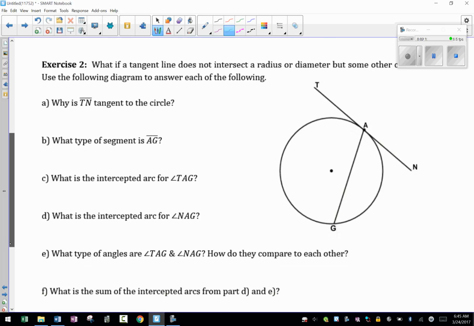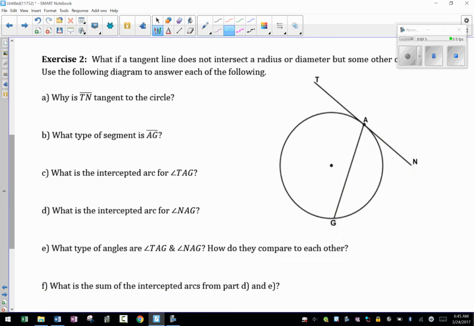All right, now it says, what if the tangent line doesn't intersect the radius or the diameter? So if it's perpendicular to the radius, which would therefore be perpendicular to the diameter, what if it's a tangent and a chord, like we have over here? So if we have a tangent and a chord, those aren't perpendicular, so we need to figure out what we do with it. So why is TN tangent to the circle? Because it only touches once. What type of segment is AG? I just said it before. AG is a chord.